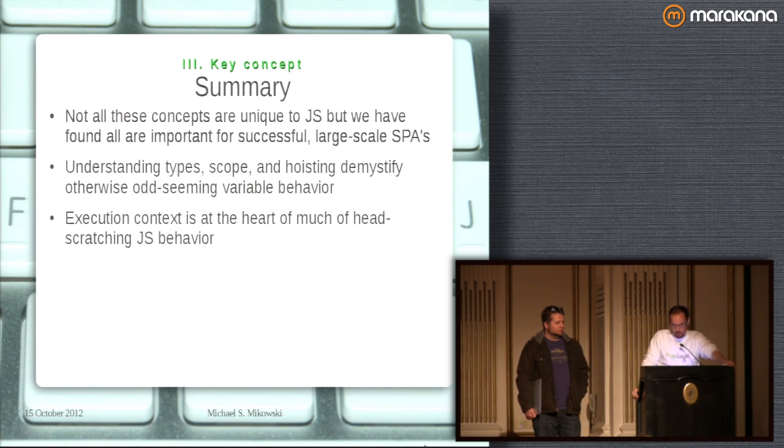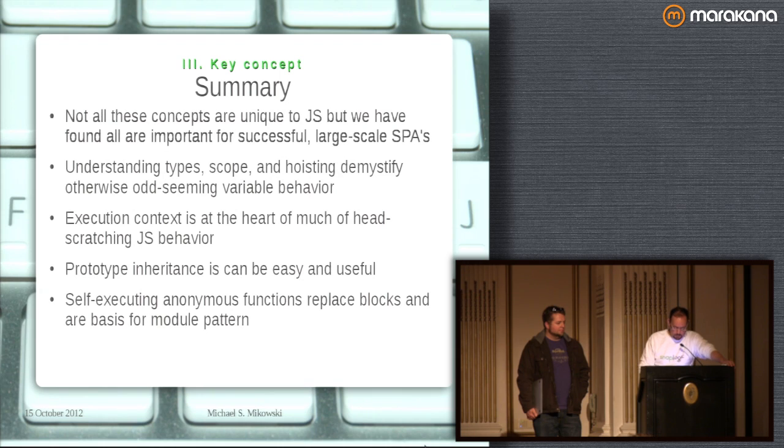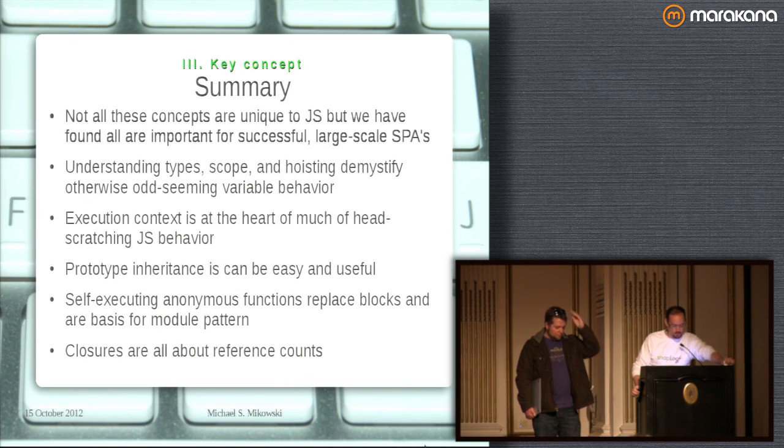We didn't talk about objects because we didn't have time, but prototype inheritance can be easy and useful and fast. And we will make this presentation available so you can take a look a little bit more at prototype inheritance. And again, in summary, the self-executing anonymous function pattern replaces blocks and is the basis for the module pattern. And finally, closures are all about reference counts. It's very much like a Unix file system. If you've ever been a Unix administrator, you know that until that last reference to the file goes away, the file itself is actually not deleted.